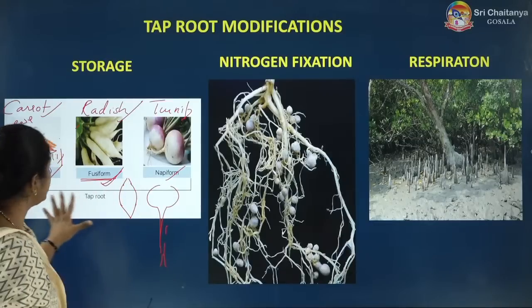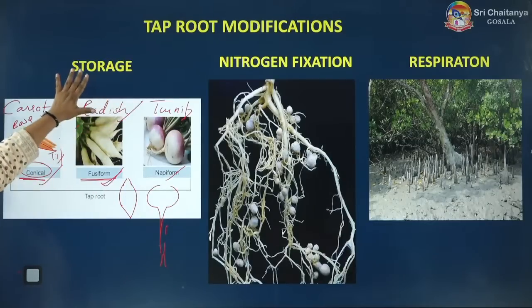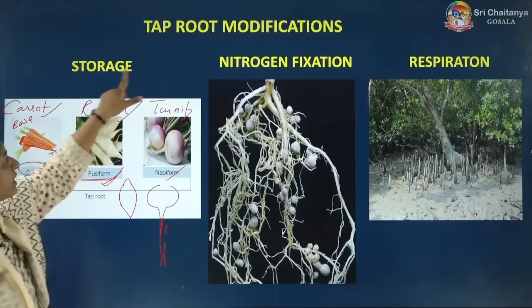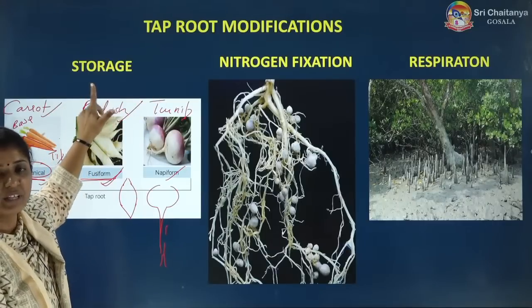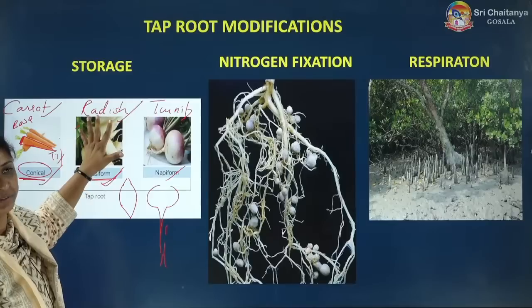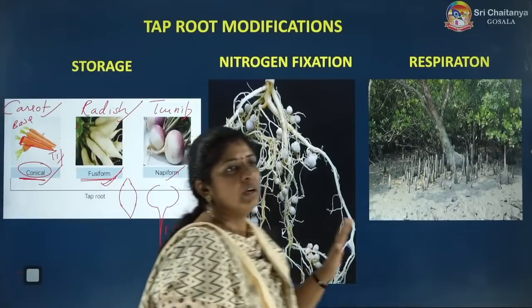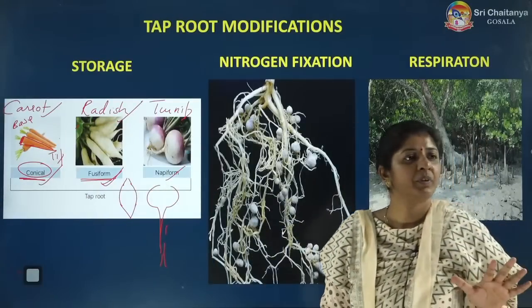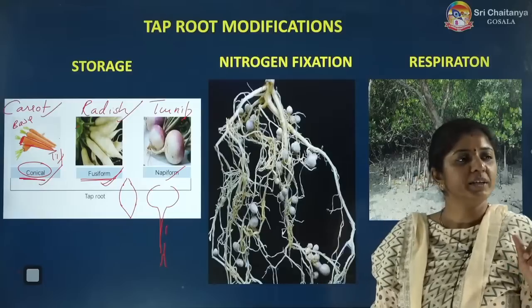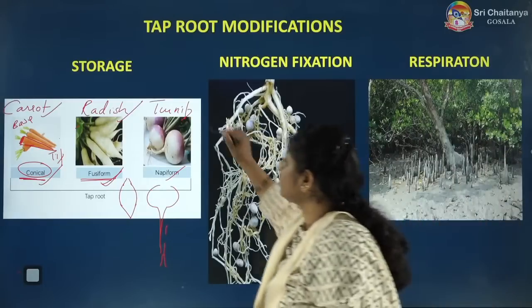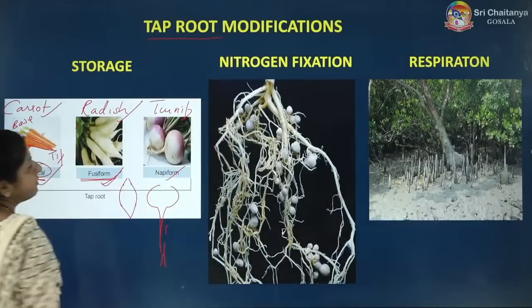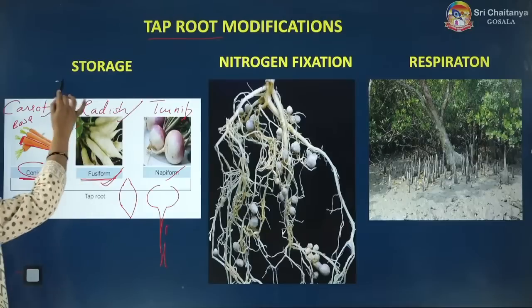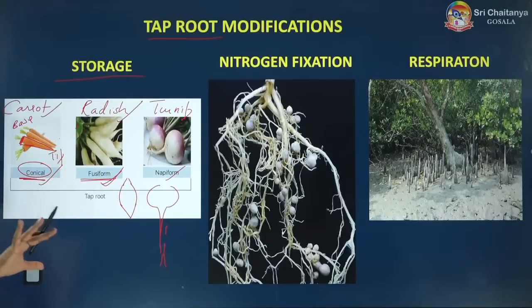Fine. So these are taproot modifications for storage. Root function is not storage, so that's why it is root modification. Fine. Okay. Storage in the root is the second function. First of all, we are discussing taproot modification, so there the function can be storage other than the primary function.